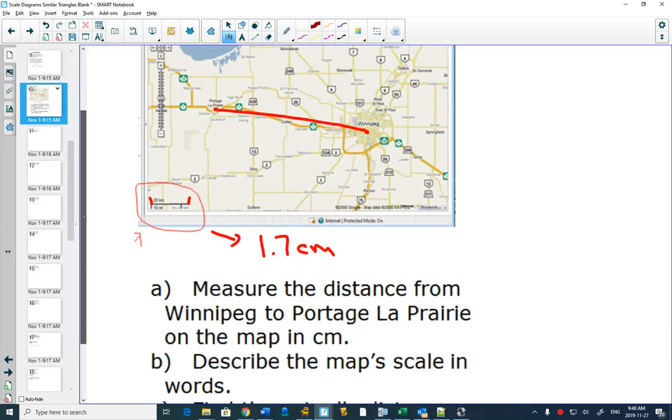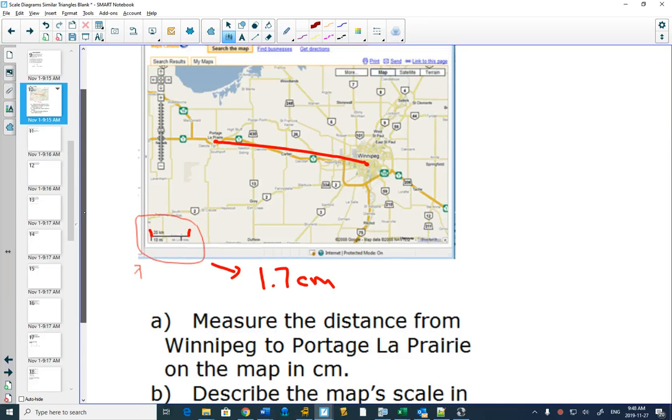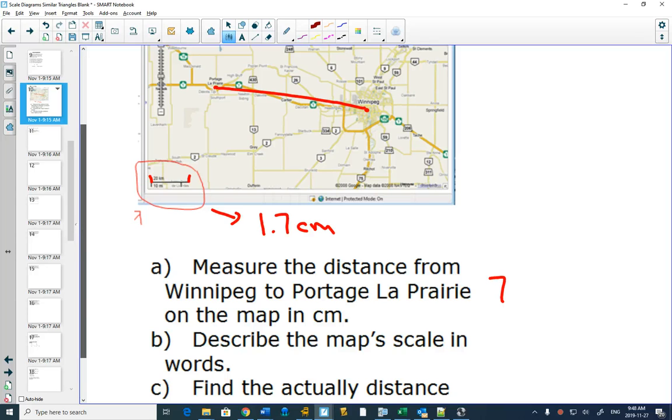what are some of the measurements that you get? 7.5. It really depends where you put your dot for Winnipeg and where you put your dot for Portage. So I could see answers of 7.5, 7 centimeters, but let's put down that we measured it to be 7.5 centimeters.